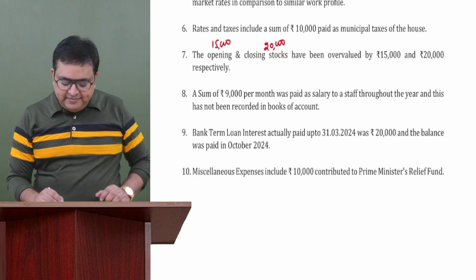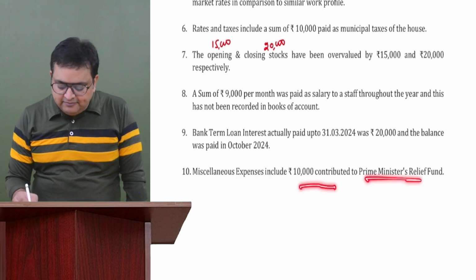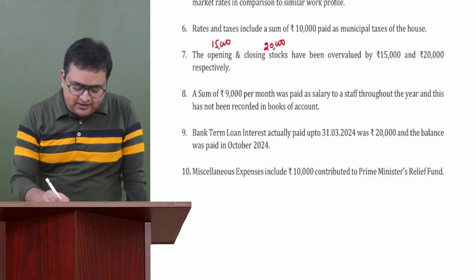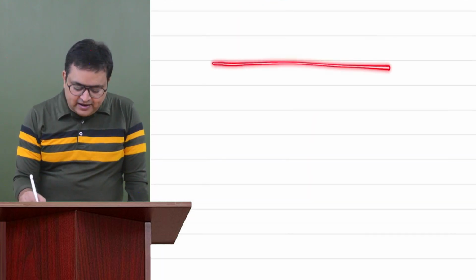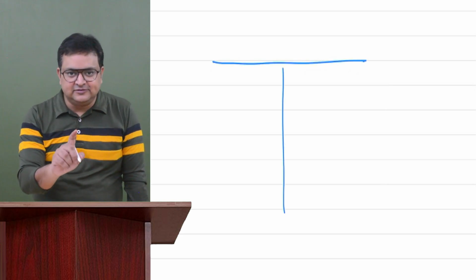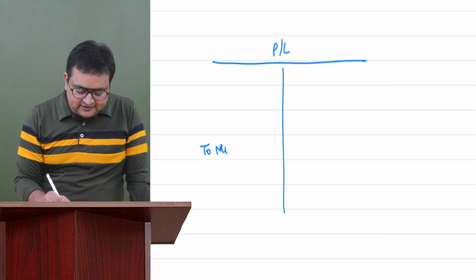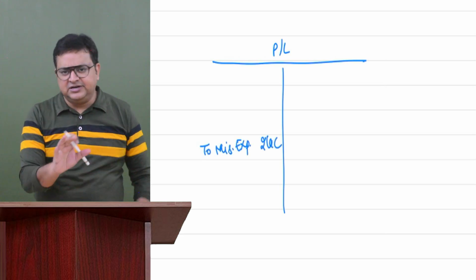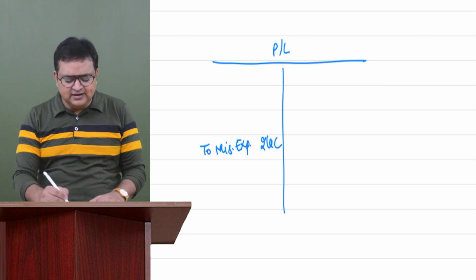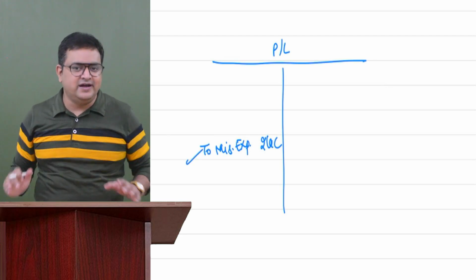Then there are miscellaneous expenses, which include 10,000 rupees contributed to Prime Minister Relief Fund. First of all, in your P&L account, you can only show those expenses which are related to your business or profession. So if there are miscellaneous expenses, let's say 2 lakhs written over here, generally it is allowed. If nothing is mentioned, we can say it would have been a business expense. We can allow it under section 37, general deduction.